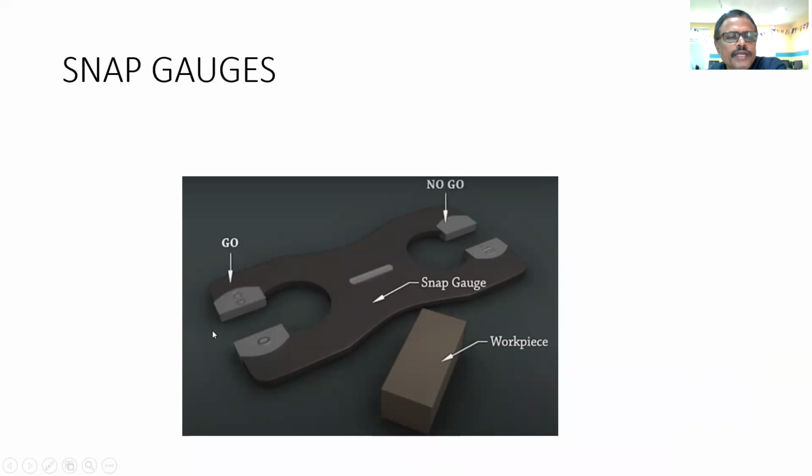If this component goes through this go part, then this component is accepted. If it doesn't go through this no go, then also it is accepted. So very simple to understand these gauges. As we have said, the gauges are not measuring the actual dimensions of the components. We are only classifying the components as good components or bad components by using all these types of gauges.